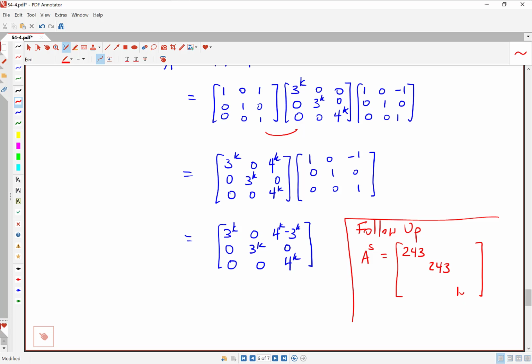4 to the 5 is 1024. In the top right, we have the difference, so it's 781. And we've got zeros in these positions. Similarly, if someone asks you to compute, say, A to the 100 or A to the 350 or whatever, it's very quick to do that computation once you've got this nice formula for A to the k.